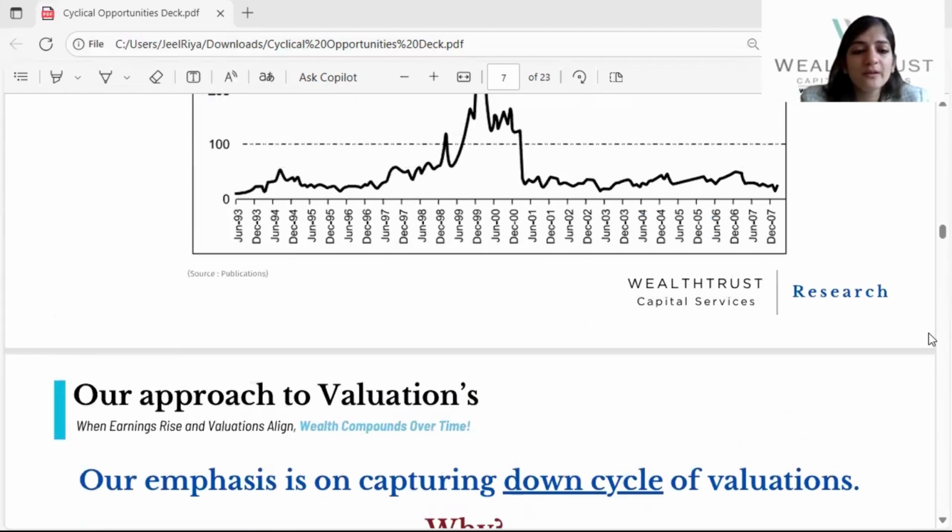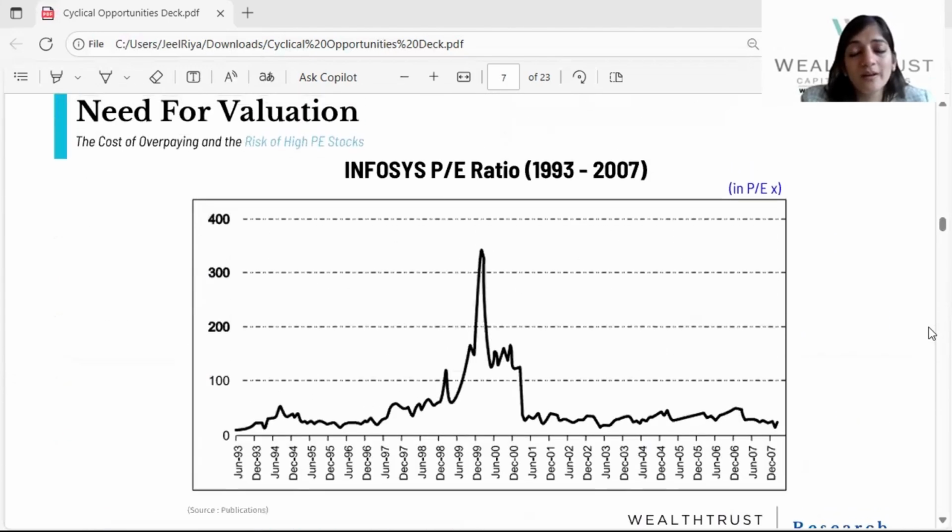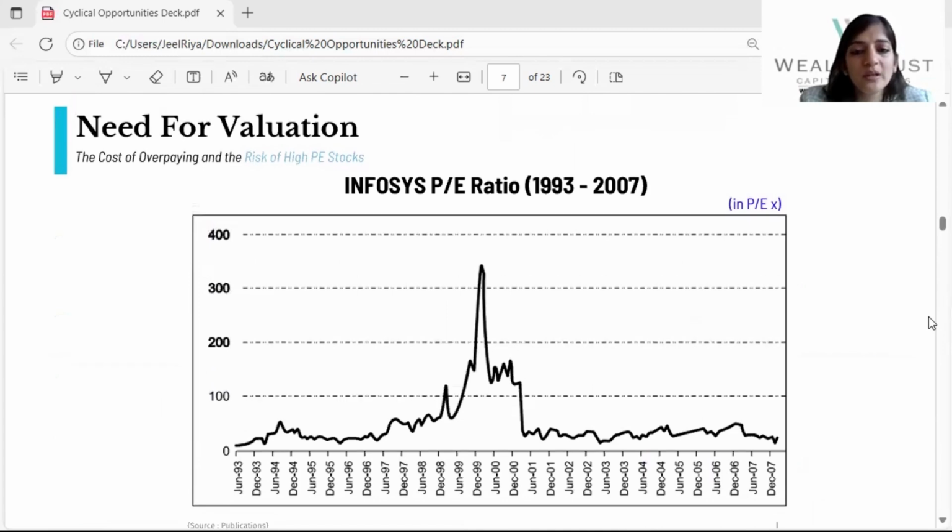And this is just to show you how valuations can prove to be a very, very important aspect. It's basically the cost of overpaying and the risk of high PE stocks. You overpaid for a stock and then you have to wait for a long time for its stock price to correct.